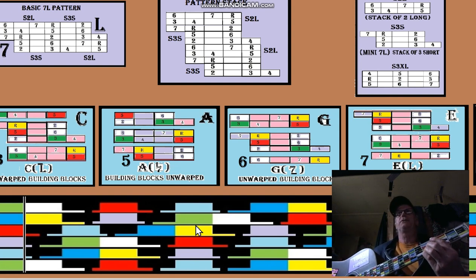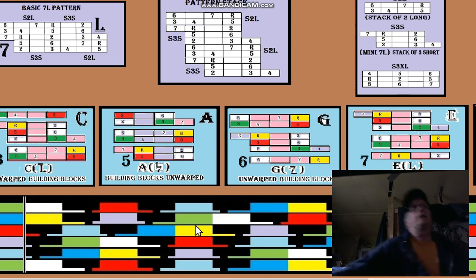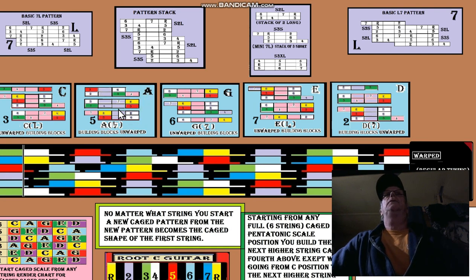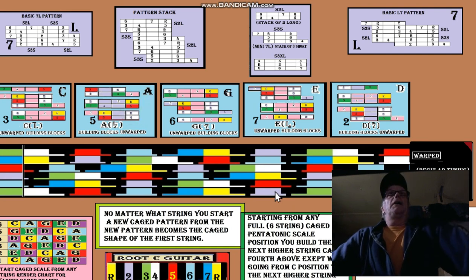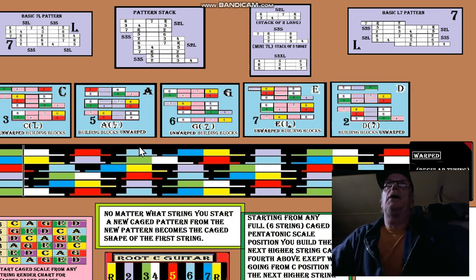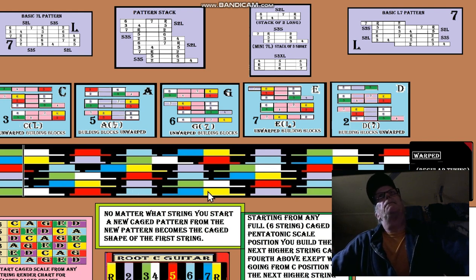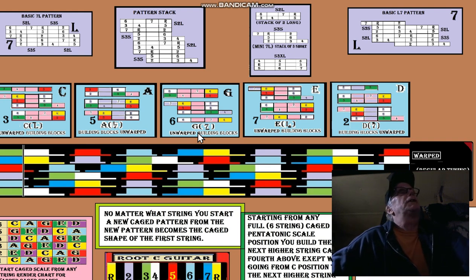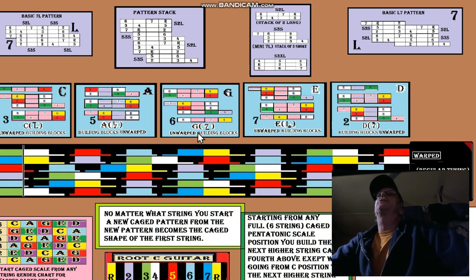from CAGED. This is a wrap up: no matter what string you start a CAGED shape on, within the key that you are in, you will follow the CAGED shape of the top or bottom string. And we proved it by going through the warp again. That's amazing. It doesn't seem like it would be true, but it is true.